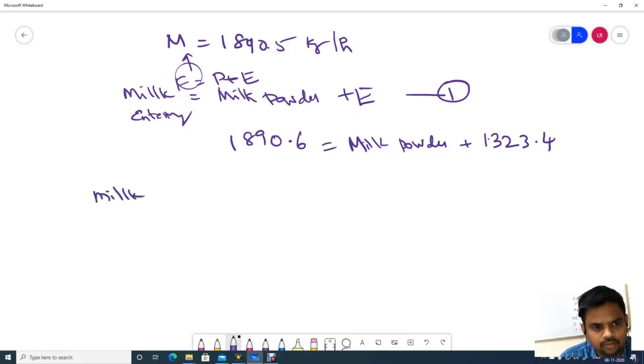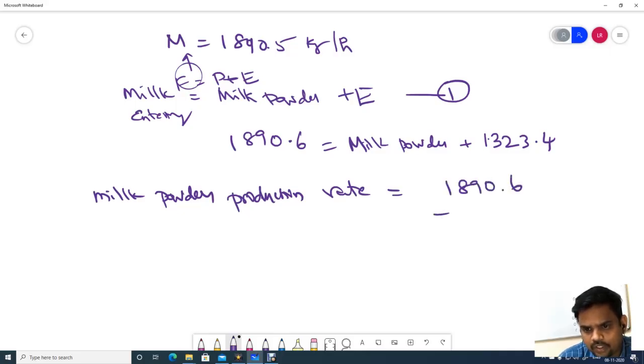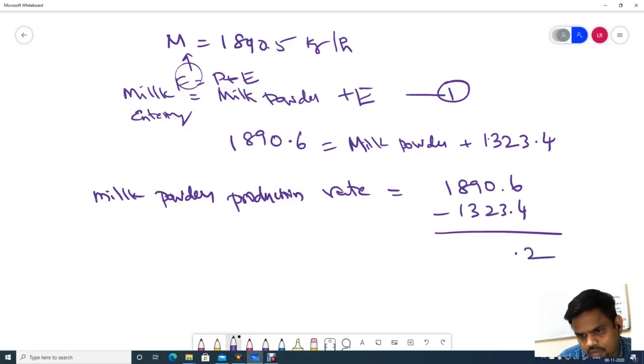Then rearranging, we get milk powder production rate is equal to 1890.6 minus 1323.4. How much? Please do the calculation. So we get around 566 kg per hour of milk powder. That is the question, right?